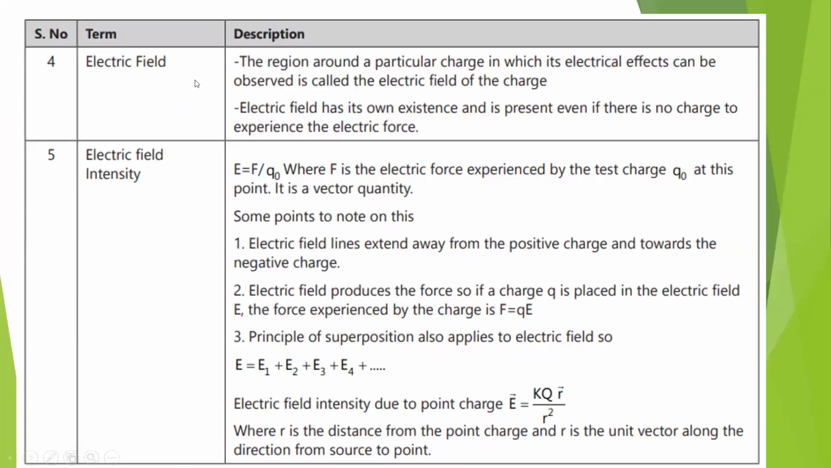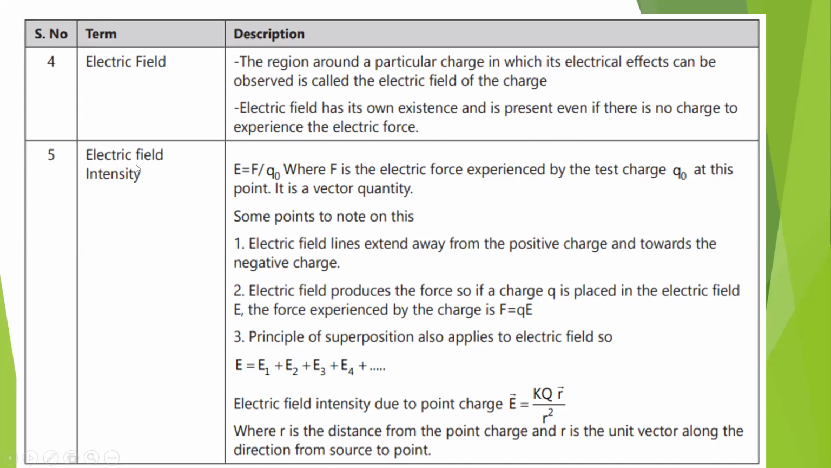Next is the electric field. The electric field is the region around a particular charge in which electrical effects can be observed. It means that when you put a charge somewhere in space, there is a field around that charge in which you can observe some potential. It has its own existence and is present even when there is no charge to experience the electric force. Even a single positive charge, without any other charges interacting, creates a space around itself that provides an electric field.